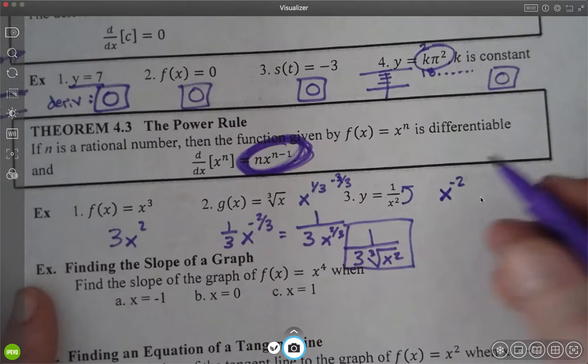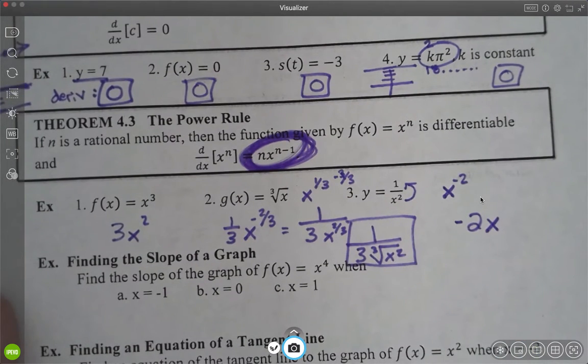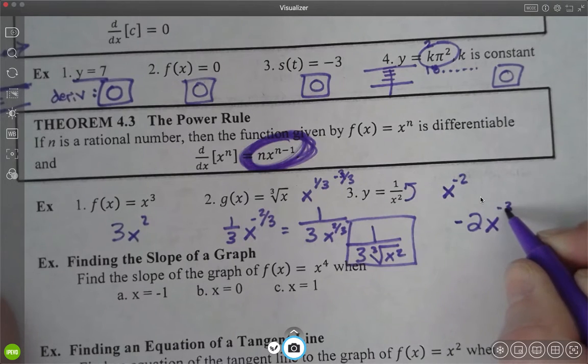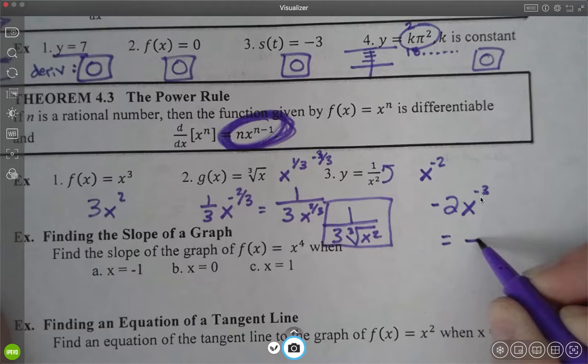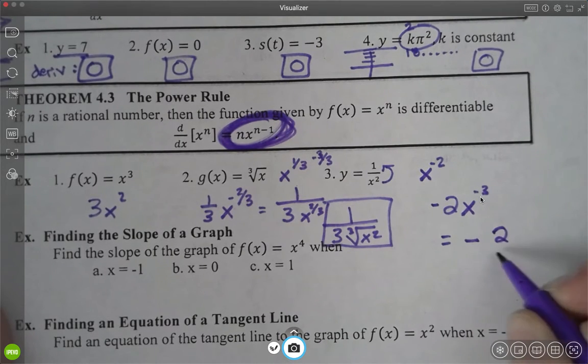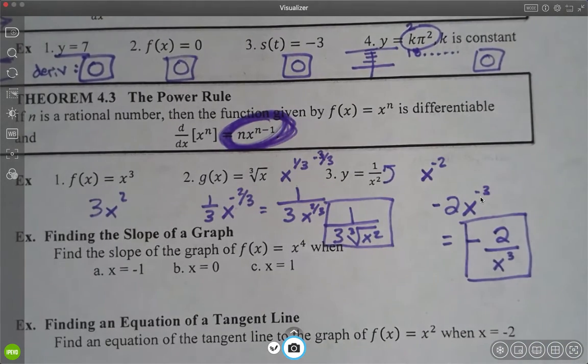Okay, -2 comes down in front, x to the what? -3. Okay, now fix him again. I don't like that -3. So that becomes -2 over x cubed. Does that make sense? Okay.